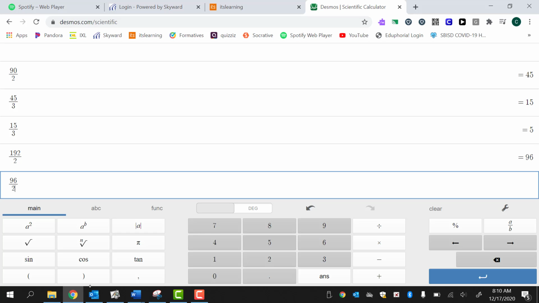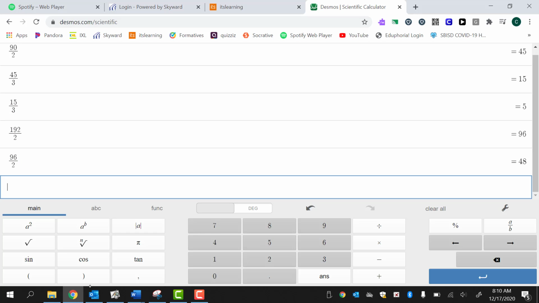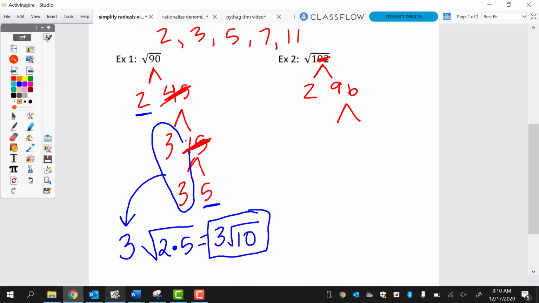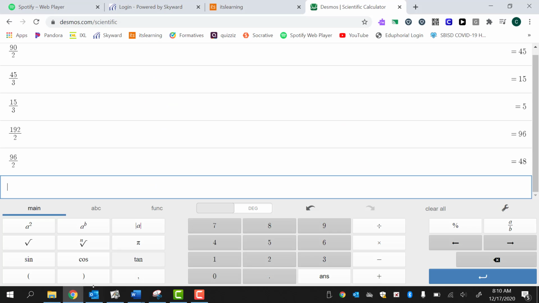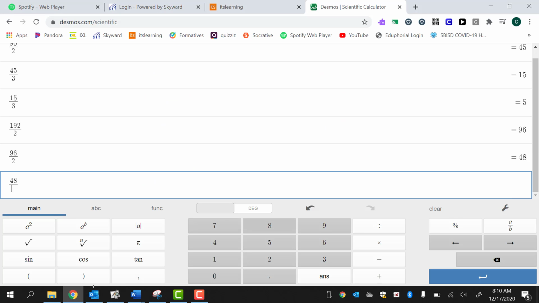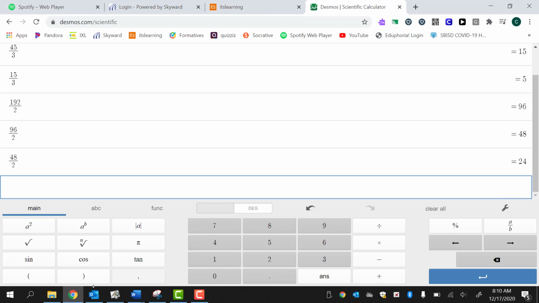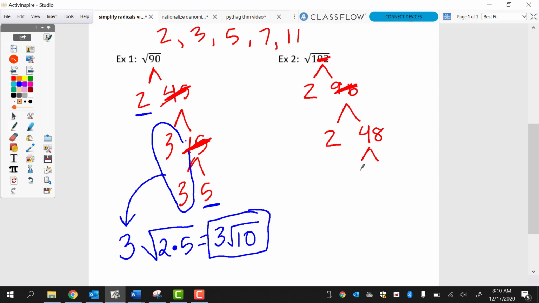96 divided by 2. Enter. Oh, it's a whole number, 48. I can use it. So I have 2 and 48. I just divided 96, so I cross that out. That's not going to be my answer. Let's try dividing 48. 48 divided by 2. It's a whole number, so I can write it. So 2 and 24. Cross out the 48.